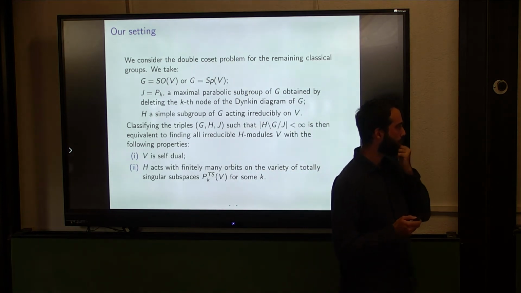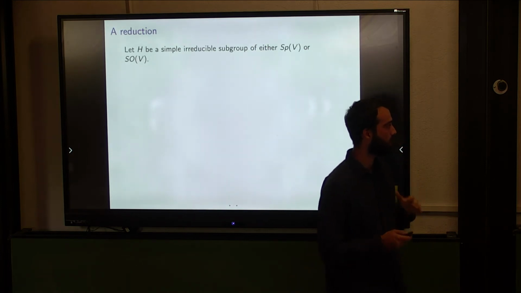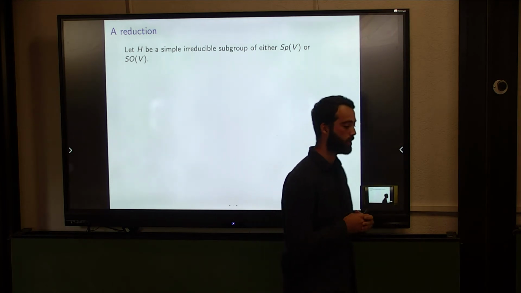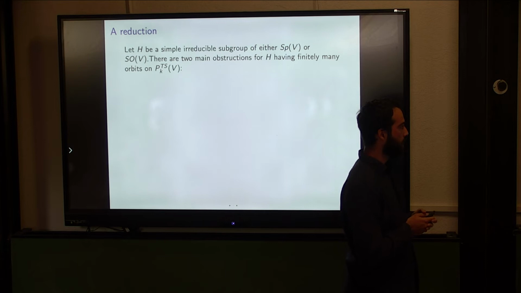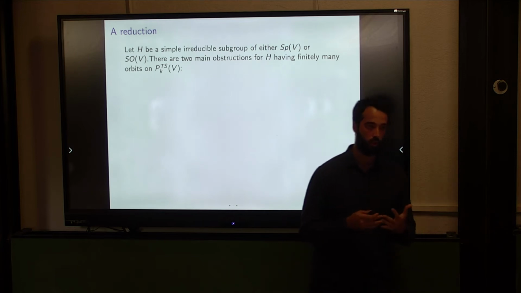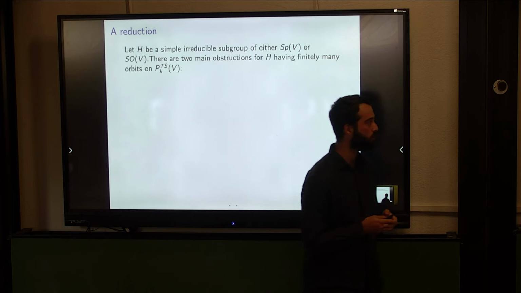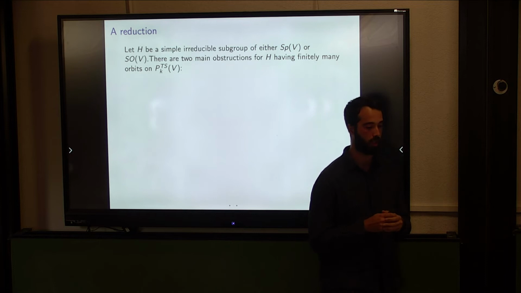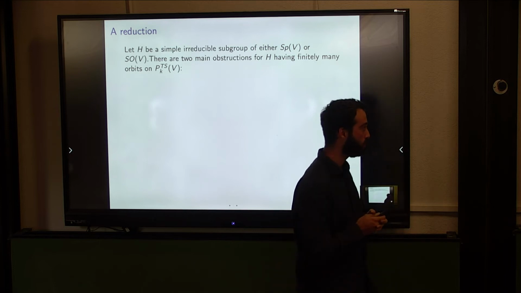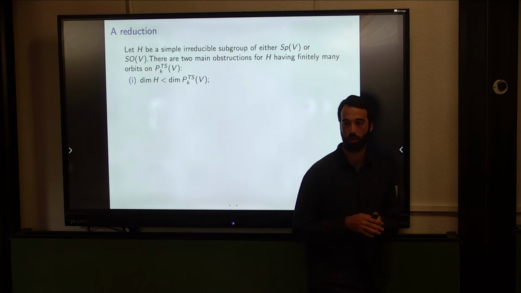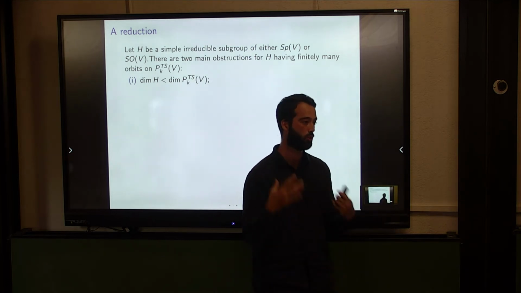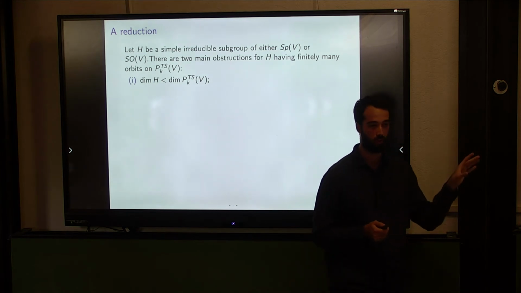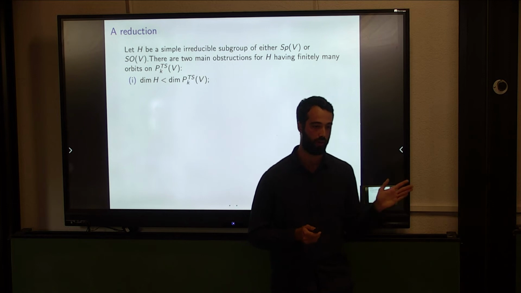Okay, so we start with a nice reduction. Same setup: H is a simple irreducible subgroup of SPV or SOV. And we find that there are two main obstructions for H having finitely many orbits on a variety of totally singular k-spaces. And they're easy to point out. So in the first case, it could happen that H is just too small. If the dimension of H is not even the dimension of the variety you're acting on, we cannot hope for H to have finitely many orbits.